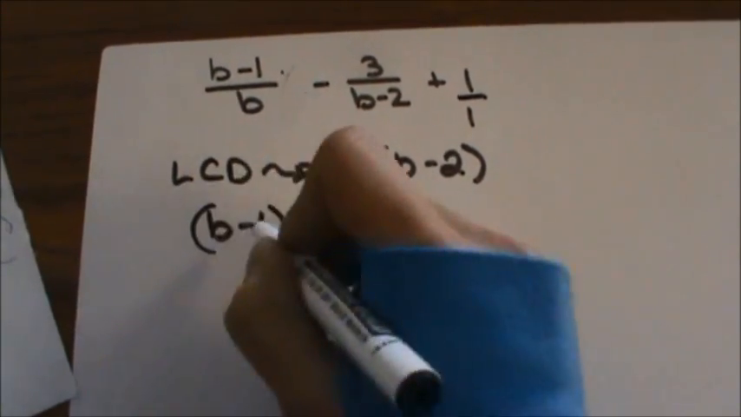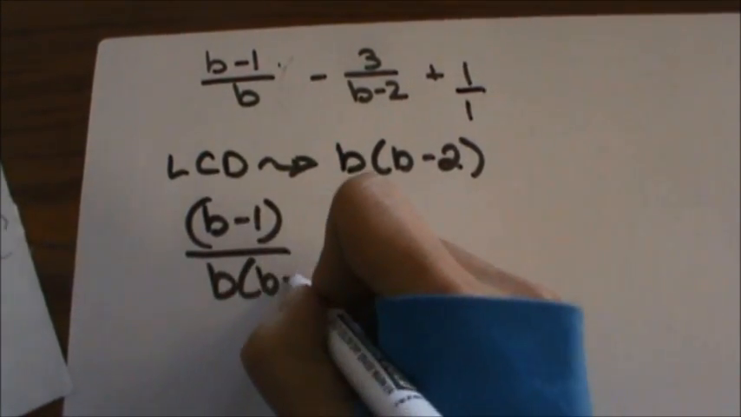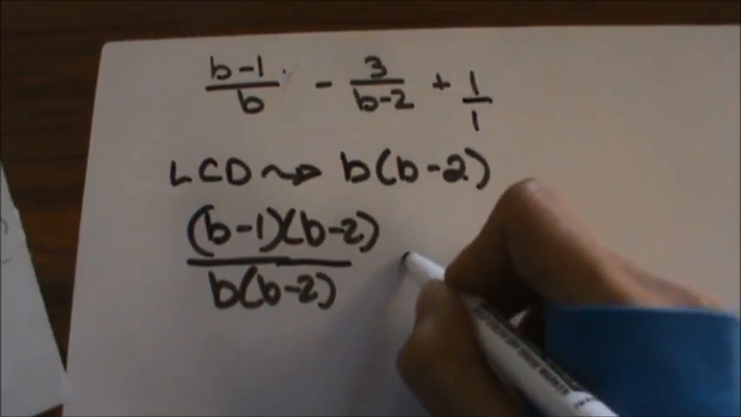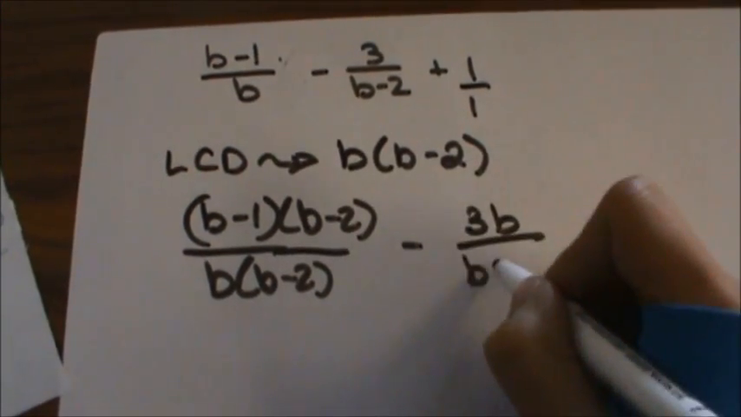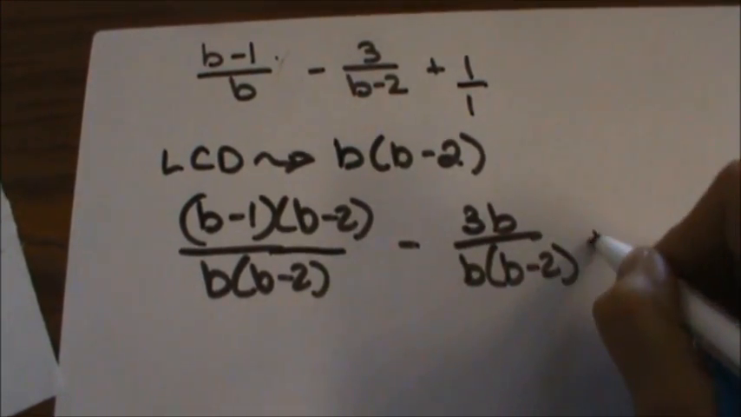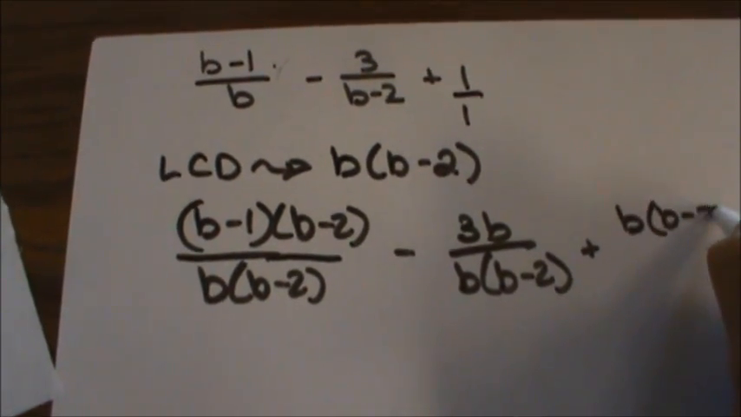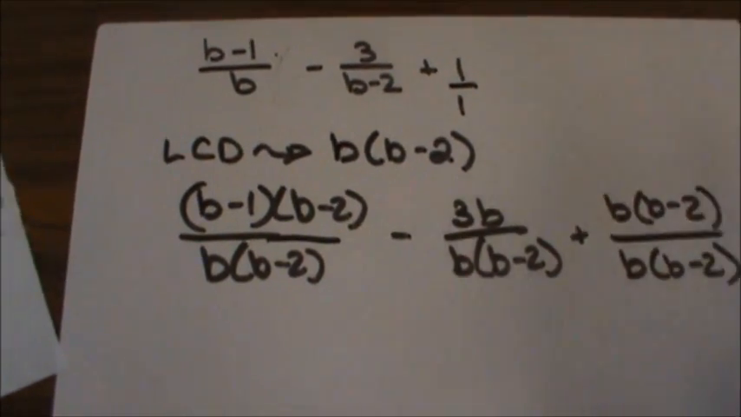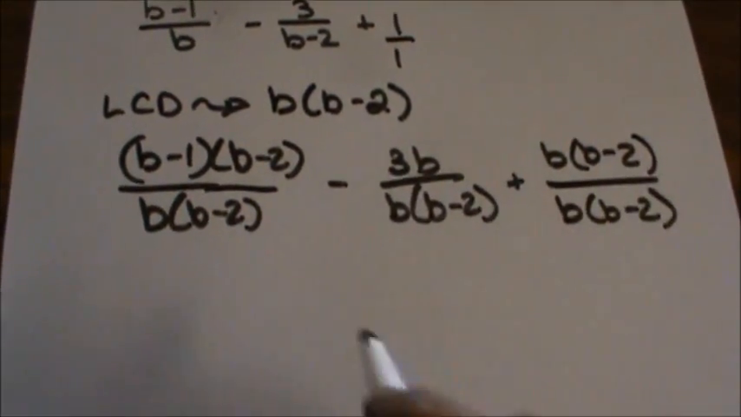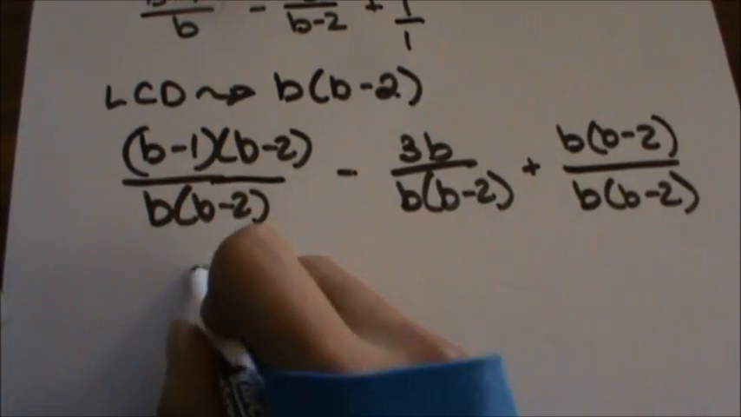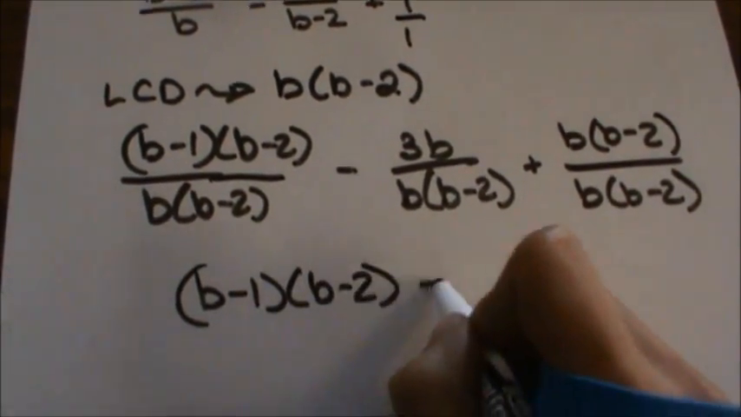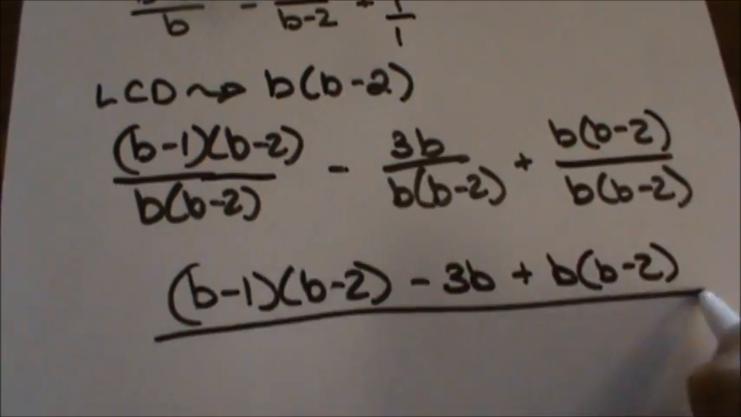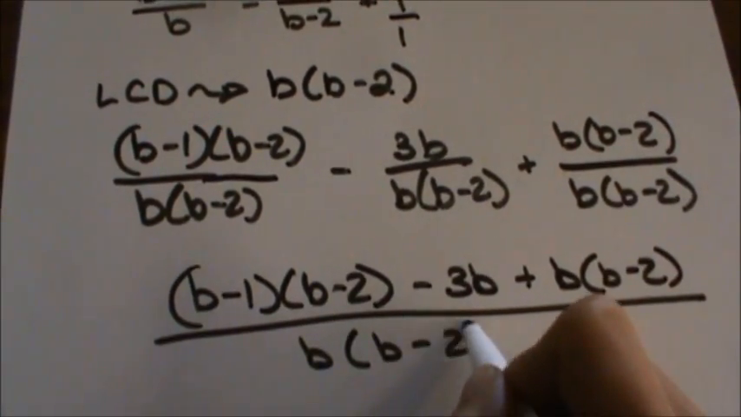The first one needs to be multiplied by b minus 2. The second one needs to be multiplied by a b. And the third one needs to be multiplied by both. It is just the plain old number 1. Now that my 3 fractions all have common denominators, I will write them as one fraction, all over the b minus 2.